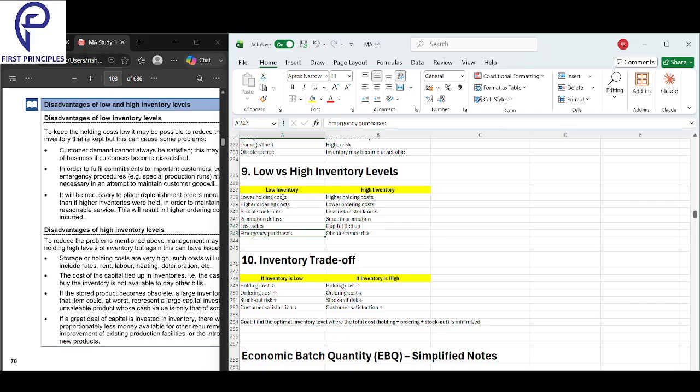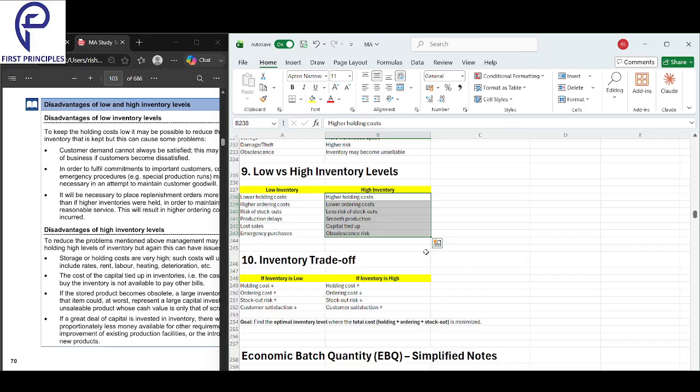So these are the effects of low inventory: lower holding cost, higher ordering cost, risk of stockouts, production delays, lost sales, and emergency purchases. That is all for low inventory. Next, high inventory.